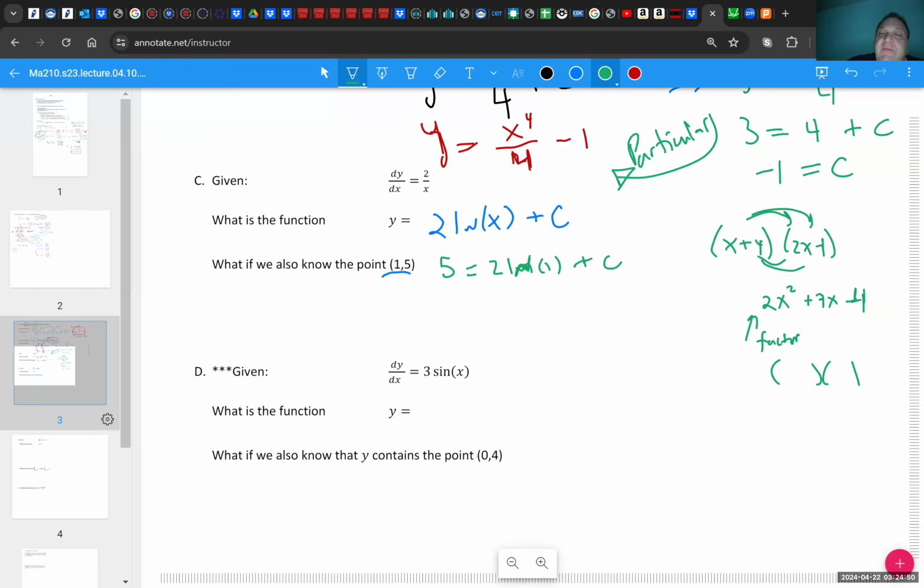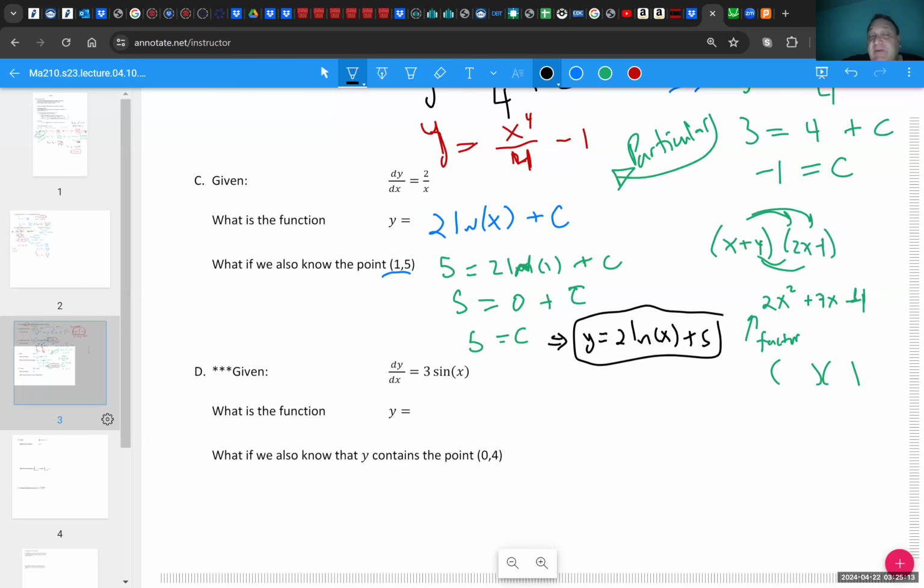The ln of 1, if you don't remember that, you can use your calculator. It's equal to 0. And so we know c is 5. So now our particular solution would be y equals 2 ln x plus 5. That would be our particular solution for this derivative equation, with the knowledge that it has x equals 1 and y equals 5 as a point.